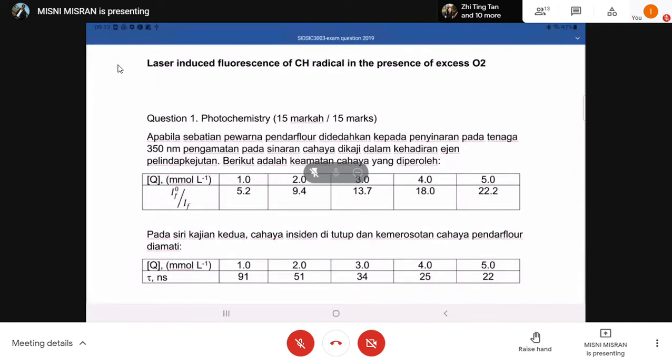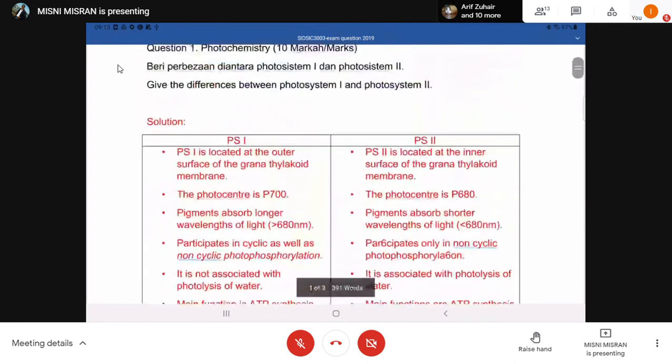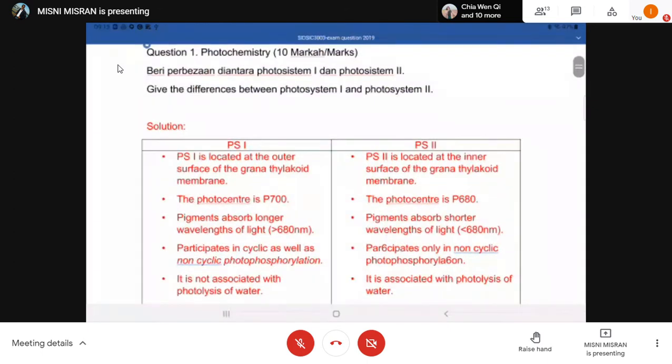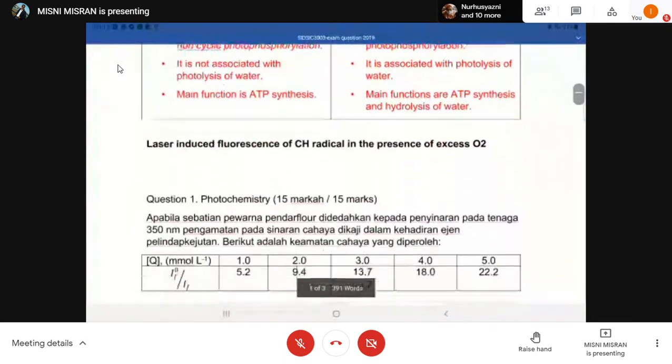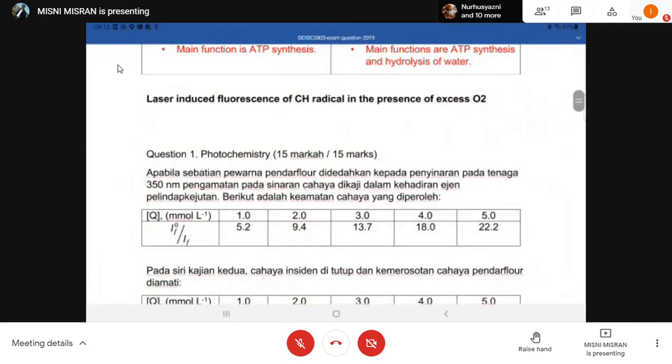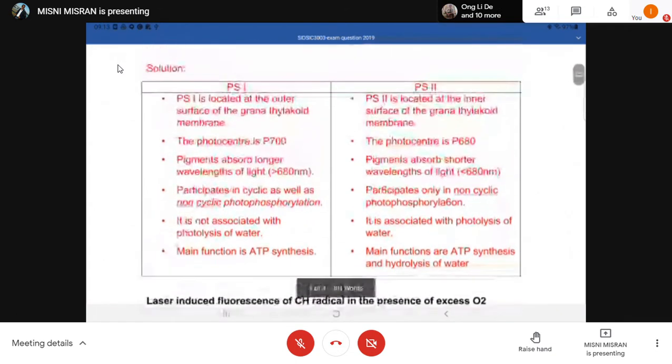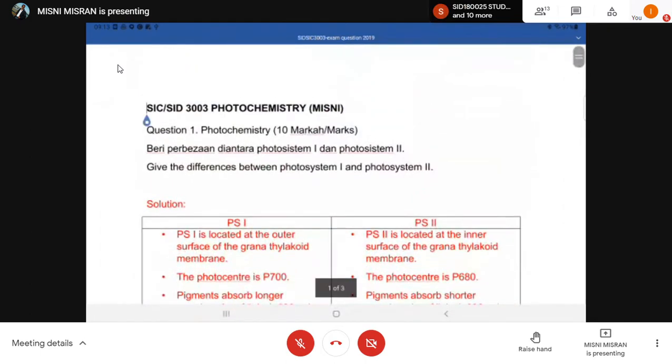Anyway, I'm not going to go to the second part. The first part is basically straightforward from your lecture notes, right? You mentioned it before as well, in the first tutorial: the question gives the differences between photosystem 1 and photosystem 2. Normally, if you look at the marks for my part, this first question is 10 marks. The second question is 15 marks. So 25 marks from our part. So photochemistry contributes 25 marks.